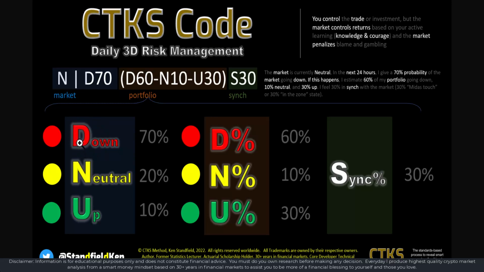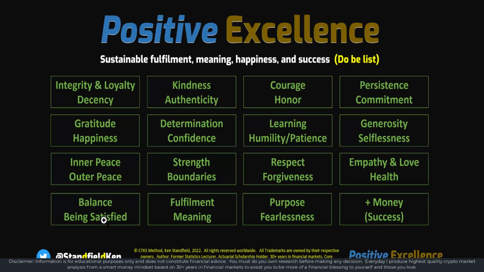What we do is that we understand price can go against us or down. It can go neutral or it can go up. We know that we control the trade or investment, but it's the market that controls the returns, and the returns are always based on our active learning. And we're an active learning machine inside our beloved global family. The market does penalize blame and gambling, but it rewards knowledge and courage. Positive excellence is the home of courage.